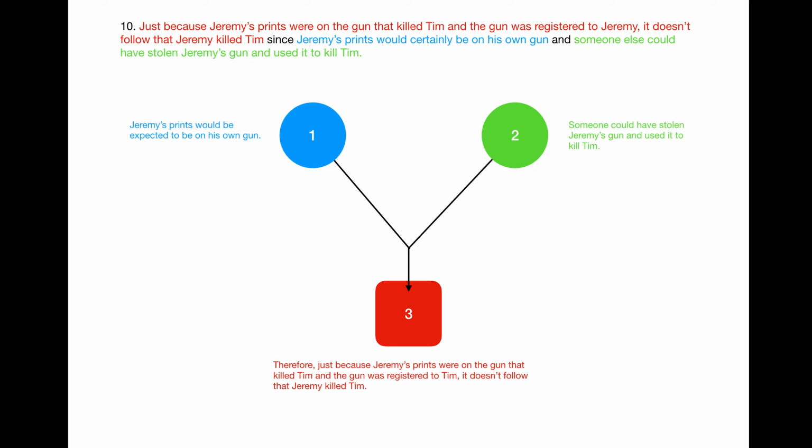Well, why doesn't it follow? Well, because Jeremy's prints would be expected to be on his own gun. Well, that on its own doesn't say anything. Well, yes, they would, but that doesn't mean he didn't kill Tim. And number two, someone could have stolen Jeremy's gun and used it to kill Tim. Well, yes, but his prints were on it, so you can't ignore that. When you put them together, his prints would be on his gun and someone could have stolen it. Then we get to our conclusion that just because those two things are true, it doesn't mean that he killed Tim. Okay, that one's a little more convoluted to talk about. But again, they're both necessary to get us to 3, so we have them connecting.